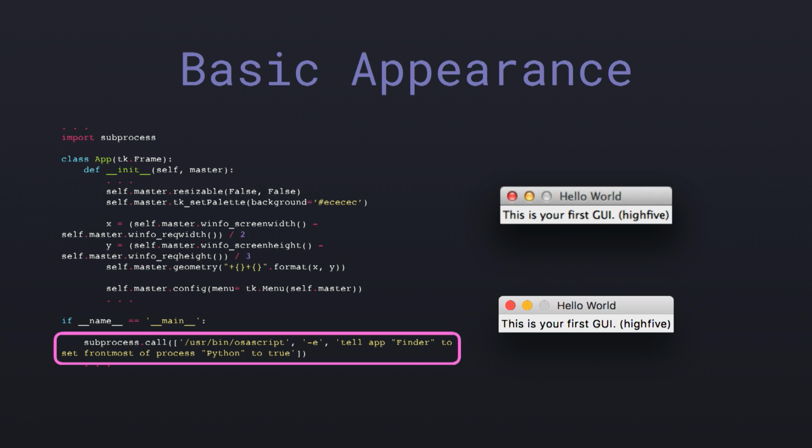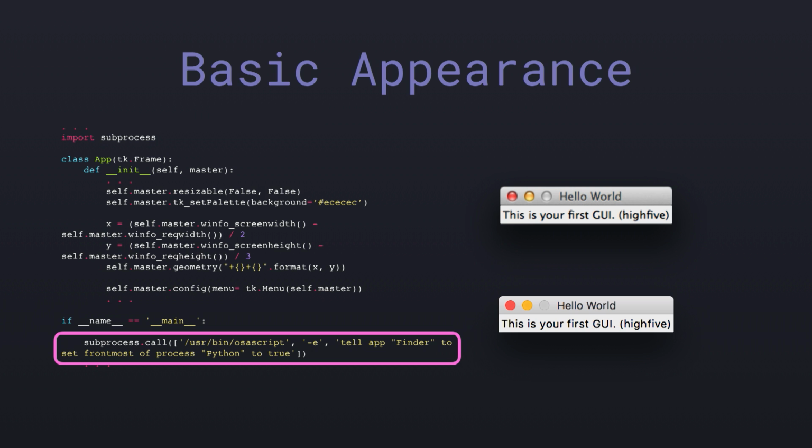Now, there actually is a configuration change that you can make on the root inside Tkinter, which will bring it to the front. But that won't make it active. It'll just bring the window to the front, but they still have to click on the window to make it the active window. This here calls some quick AppleScript to bring the window for the Python process all the way to the front. And that makes it the active window at the same time.